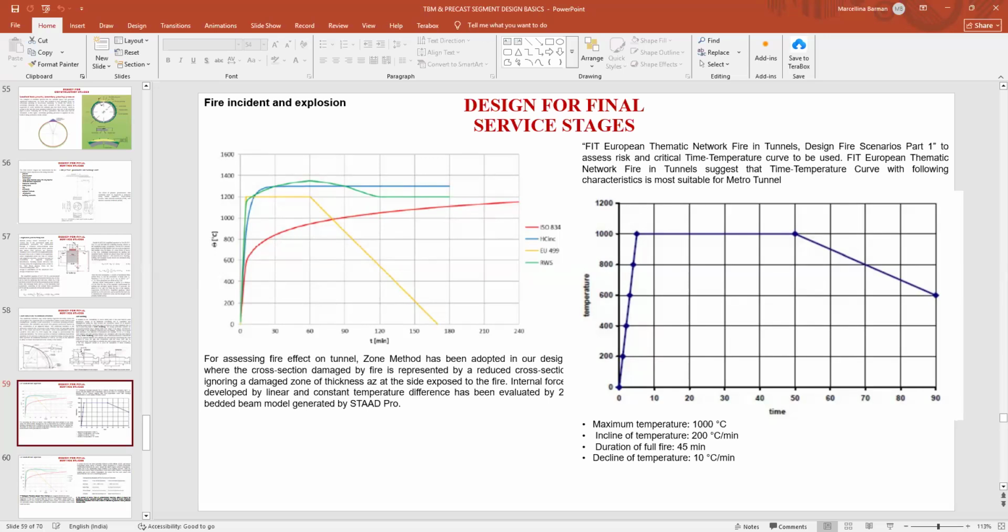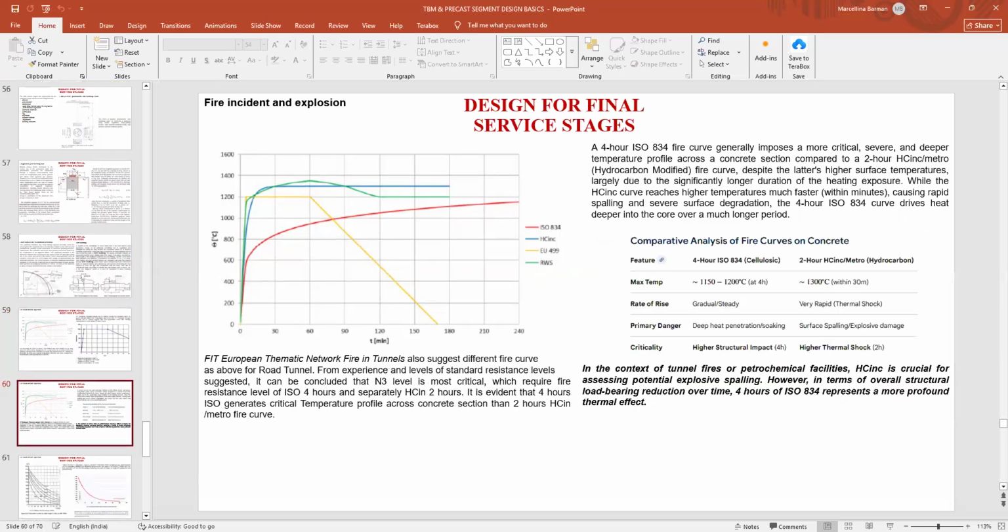Once the fire is caught, you can see there is a steep increase in the temperature, then it is static, then there is a decline in the fire, because once the fire has started, there will be arrangements to control it and not let it spread rapidly. The exposure of the fire, in this case, is 45 minutes. After the fire load is there, it depends on that.